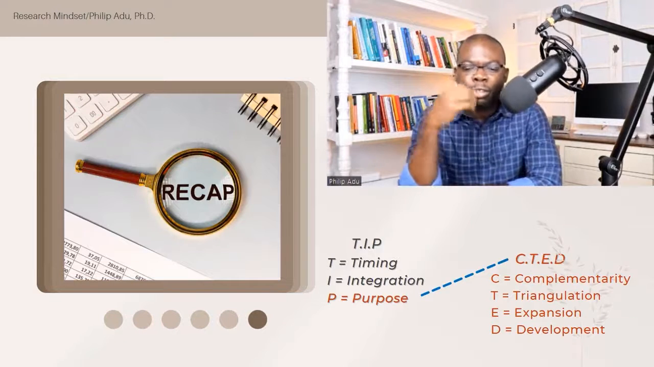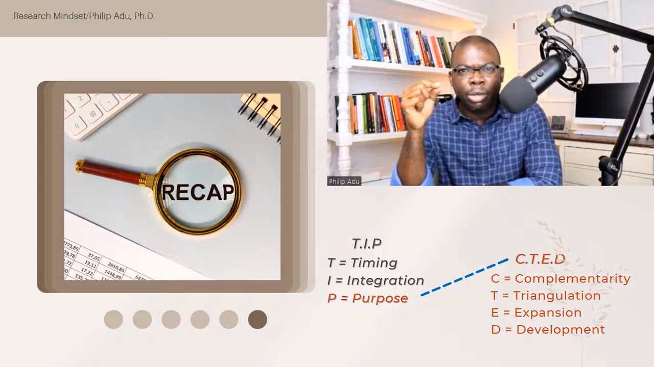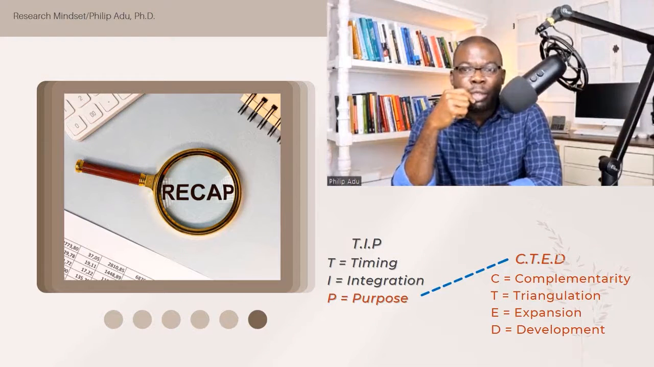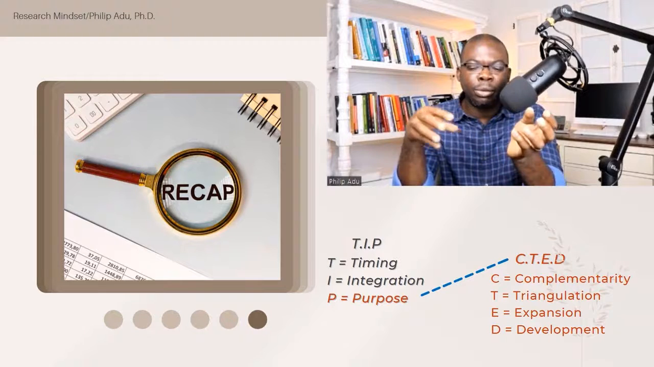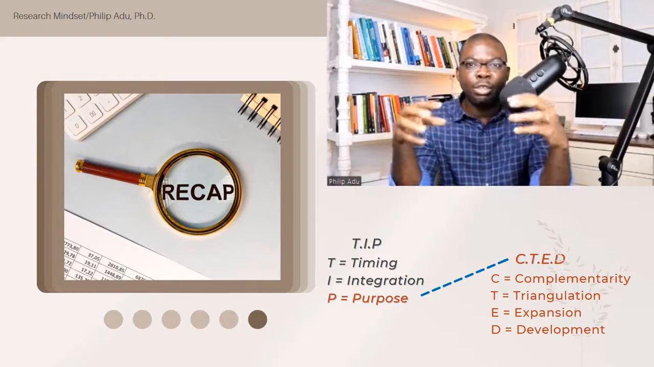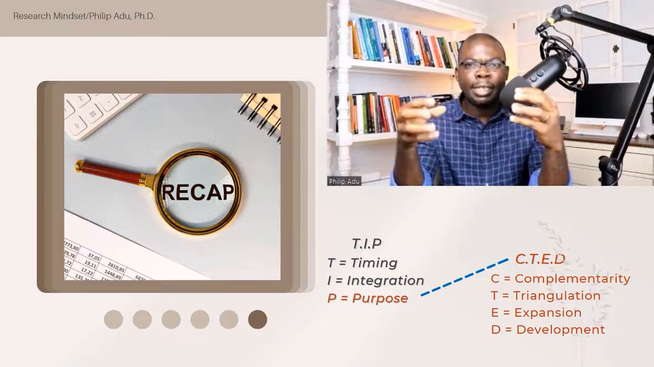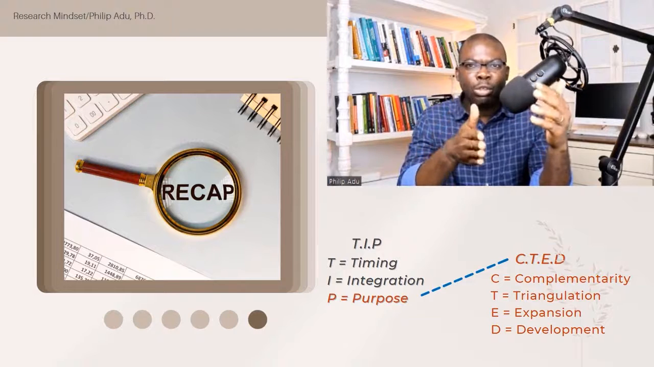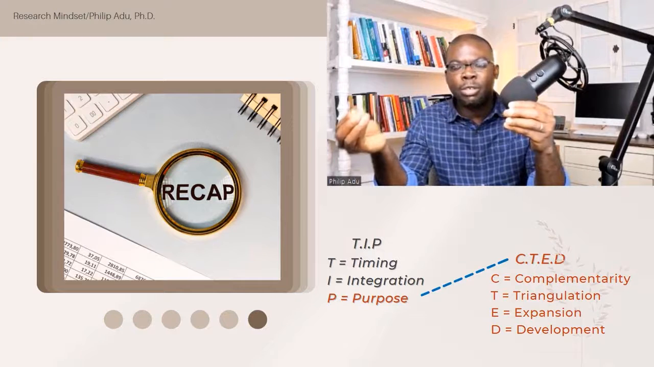Whenever you're thinking about the features, you have to think about TIP, right? Timing, integration, and purpose. In terms of the purpose, you have to think about the rationale. Why do you think you are using the 2 methodologies? Are you using it because you want one approach to complement the other approach? Are you using it because you want to look at the issue from 2 methodological perspectives? Do you want to use it because you want to expand based on where the first methodology has reached? You want to also use it because you want to use the findings of the first approach to inform the action that you have to take for the second approach.